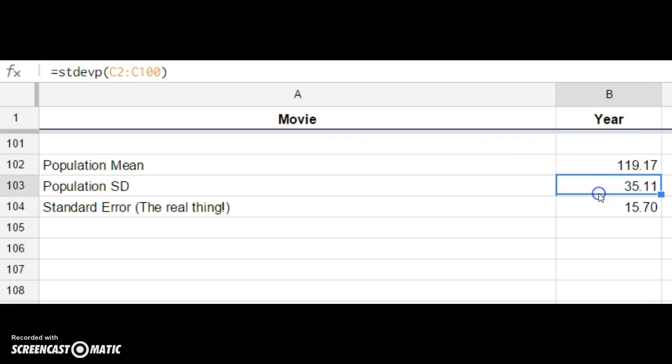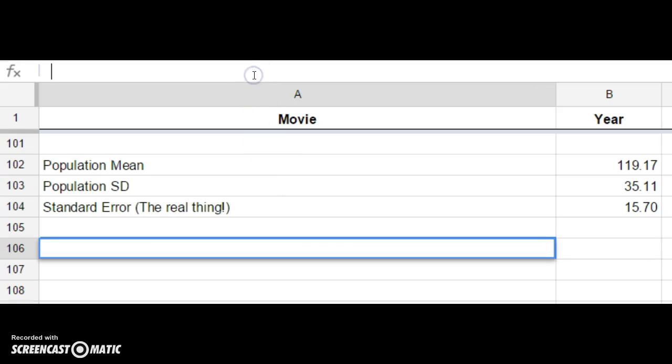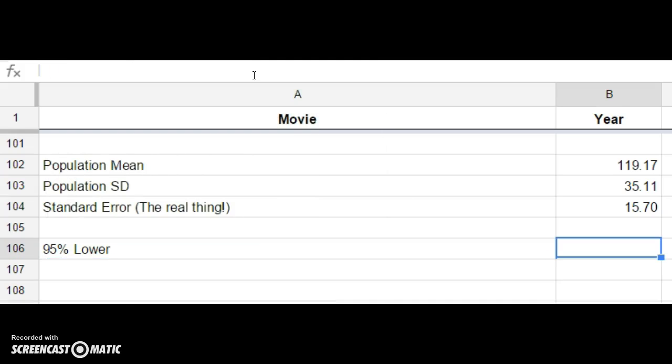I can calculate the standard deviation of my 100 movies on the times list, and then divide that by the square root of 5 to get the actual standard error, not the estimated one that you were able to produce with your sampling of 5 movies each. So the first thing I want to do is the lower end of my 95% confidence interval.